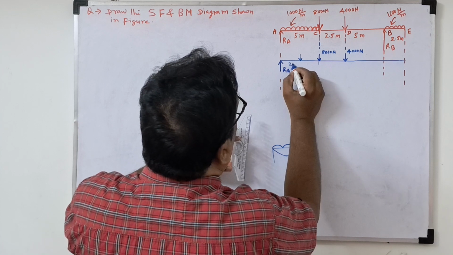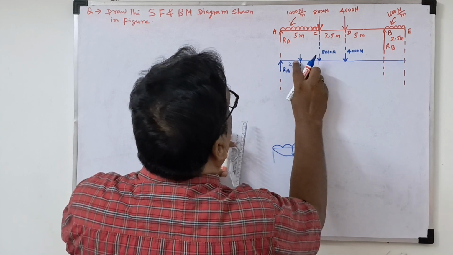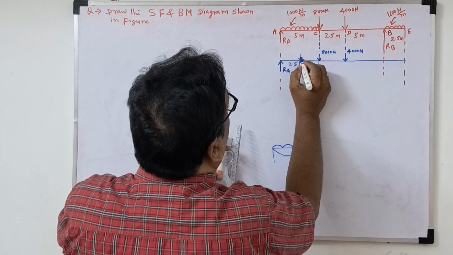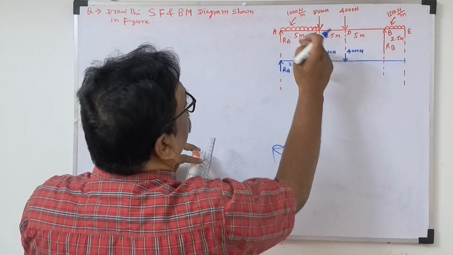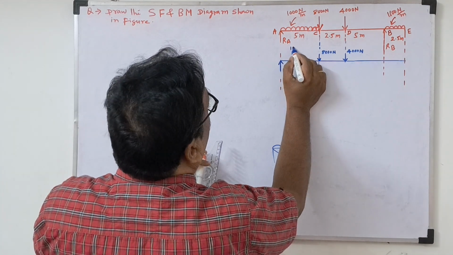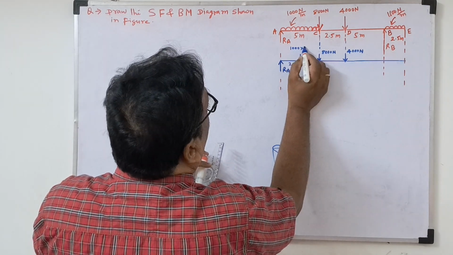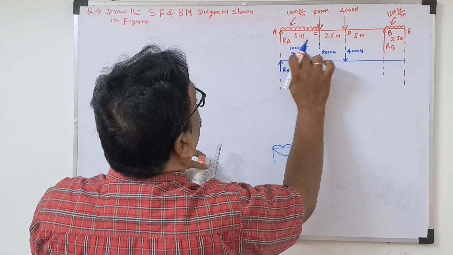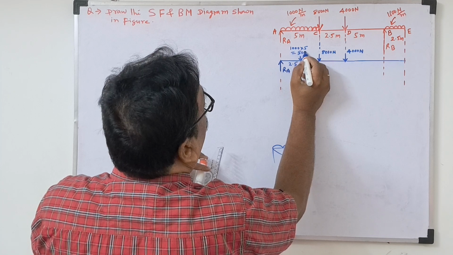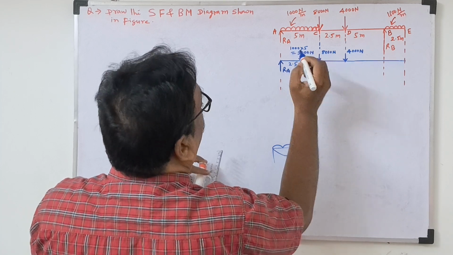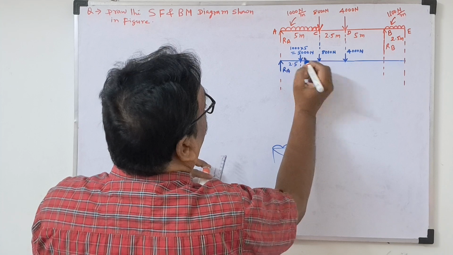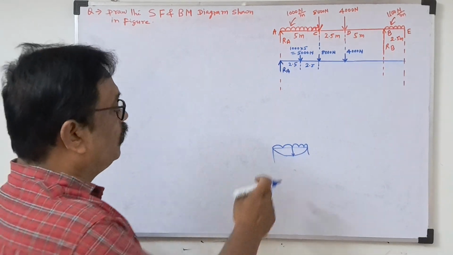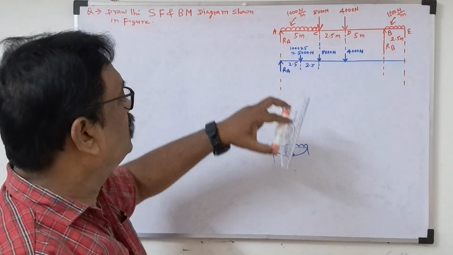This will be 2.5 and this also 2.5 meter. Then what is the load? UDL times length: 1000 into 5 is coming 5000 Newton. So now we know the load here. The distance is 2.5 meter and 2.5 meter, so the load will act in the middle for the UDL. So this is the load diagram for this.